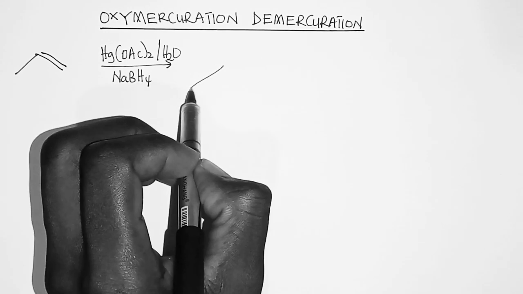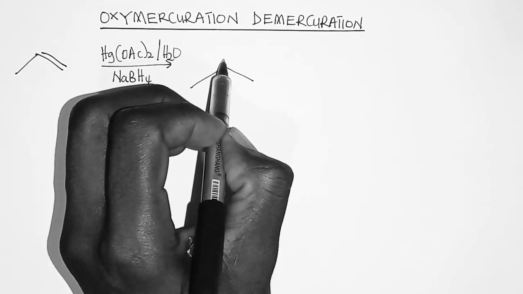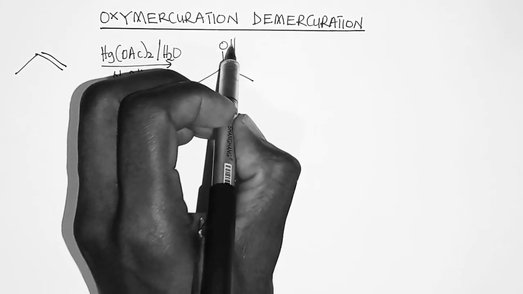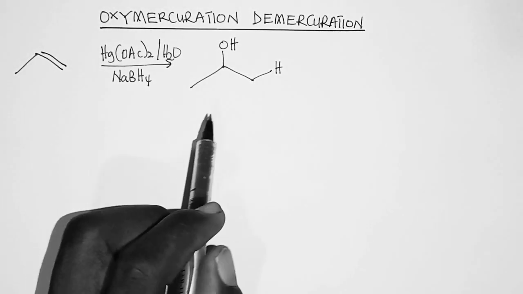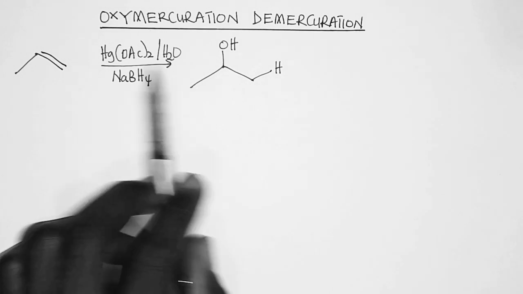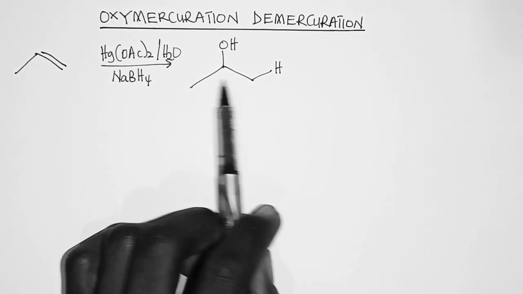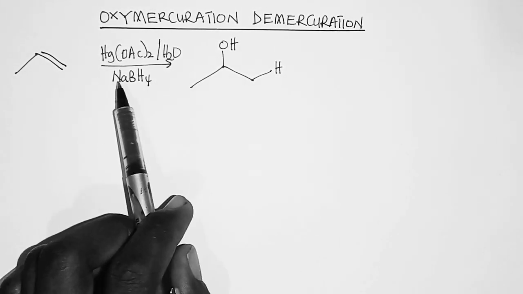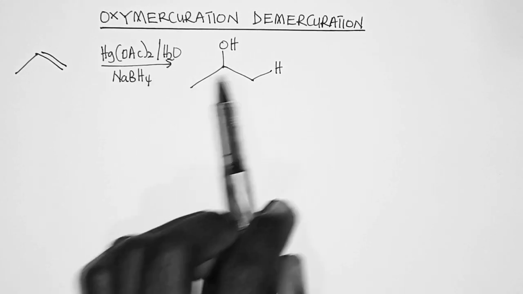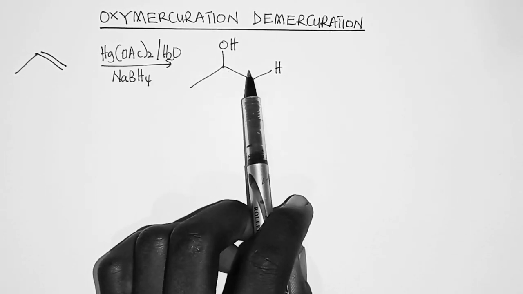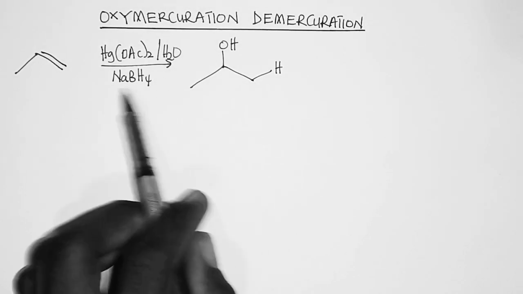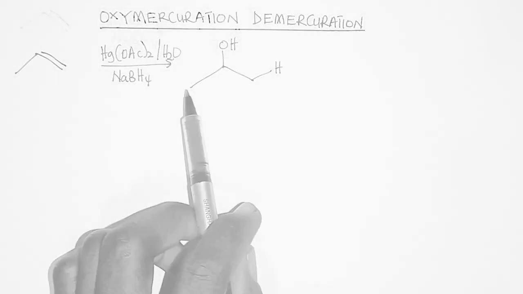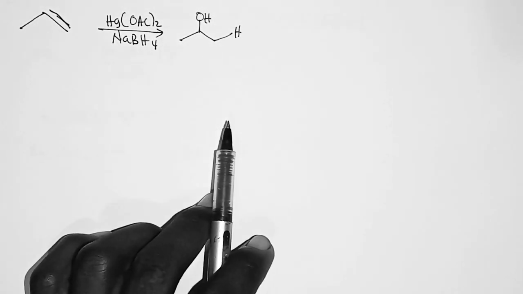What we are going to form is an alcohol. Now, there is a possibility of forming a secondary alcohol and a primary alcohol. However, this reaction follows Markovnikov's rule, and therefore it is going to form the secondary alcohol. So let's go through the mechanism and see how this reaction occurs. How does this reaction happen?